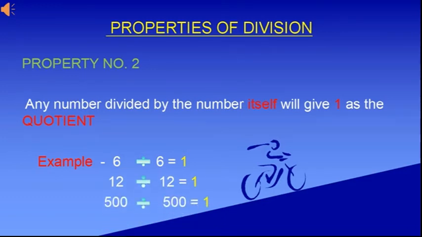Property number 2. If we divide a number by the number itself, the quotient is always 1. In other words, when any number is divided by the number itself, we always get 1 as the quotient. For example, 6 divided by 6 equals to 1. 12 divided by 12 equals to 1. 500 divided by 500 is equal to 1, and so on.